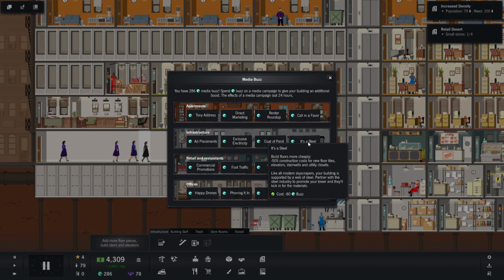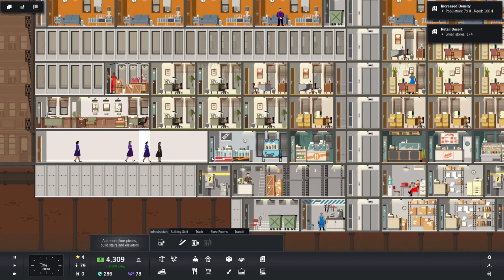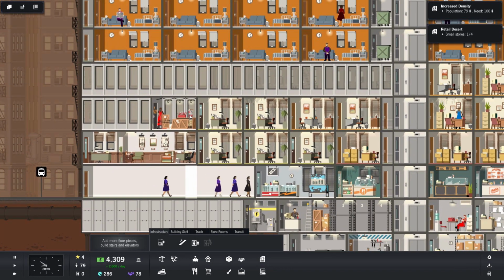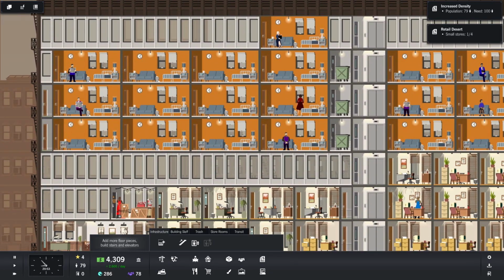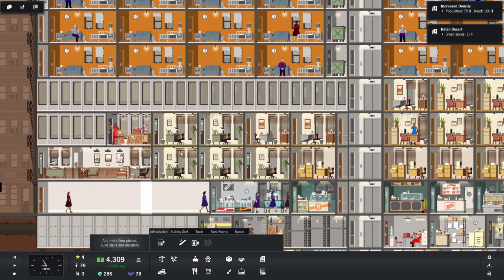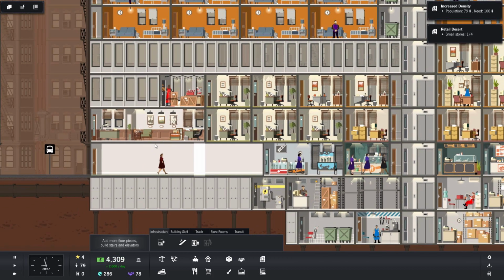If we use this one, it's a steel. It will cost us 80 media buzz, and it will allow us to build floors at half the construction cost for a limited amount of time. That's basically what you do with media buzz. So you want to make sure you use those perks at a time when you have the money to expand or whatnot. It's not just something that you do all the time.